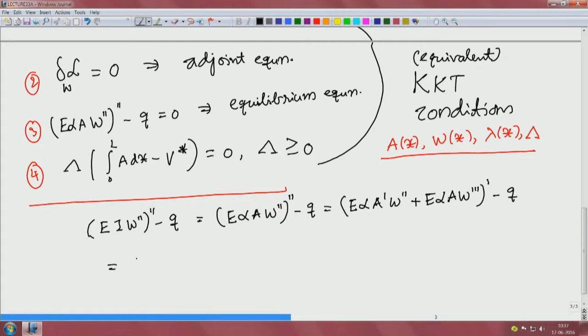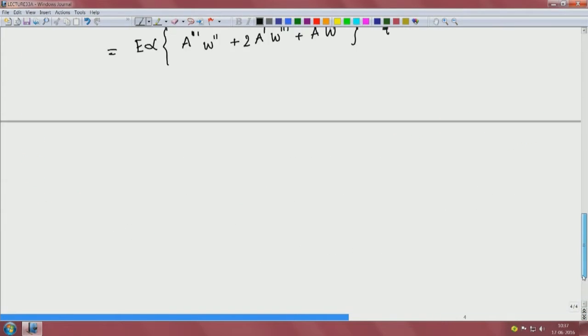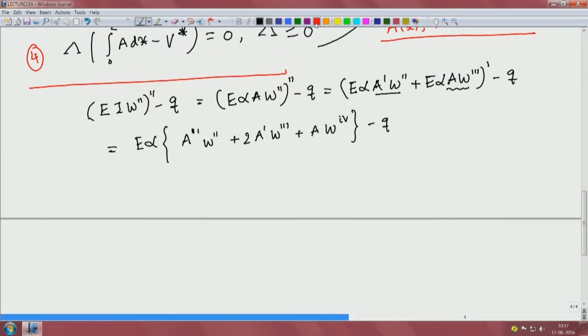One more time it will give us, I think it is safe to take E alpha outside, that will be there in all of them. We have a double prime, I am taking derivative of this now, a double prime w double prime plus a prime w triple prime, that I am going to put 2 here because when I take derivative of this I get a prime w triple prime, product rule, and then a into w fourth derivative minus q. Okay. Having written that, now let us write the Lagrangian one more time.